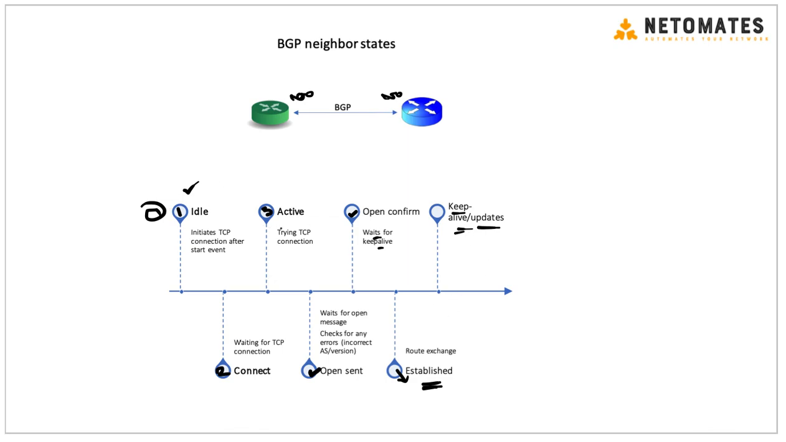Normally, whenever we configure BGP, ideally it should be in the established state so that everything is good. But if you see any other state, it could mean a TCP connection issue or maybe a version mismatch. So we need to make sure there is reachability between the peers in terms of TCP connection. Also, the configuration must be correct.